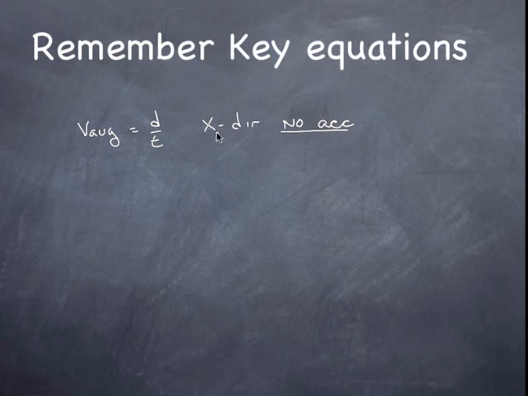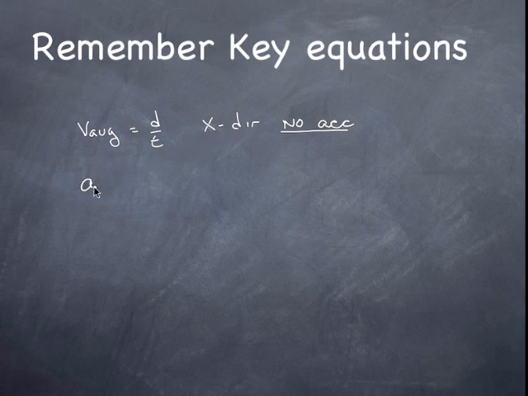That's not to say that we can't have it. You know, with some of the long-range missiles and so forth that we use, we can have acceleration in the x direction. But for our purposes, we're looking at projectiles that are launched and then are on their own. So in the x direction, always for us, no acceleration.